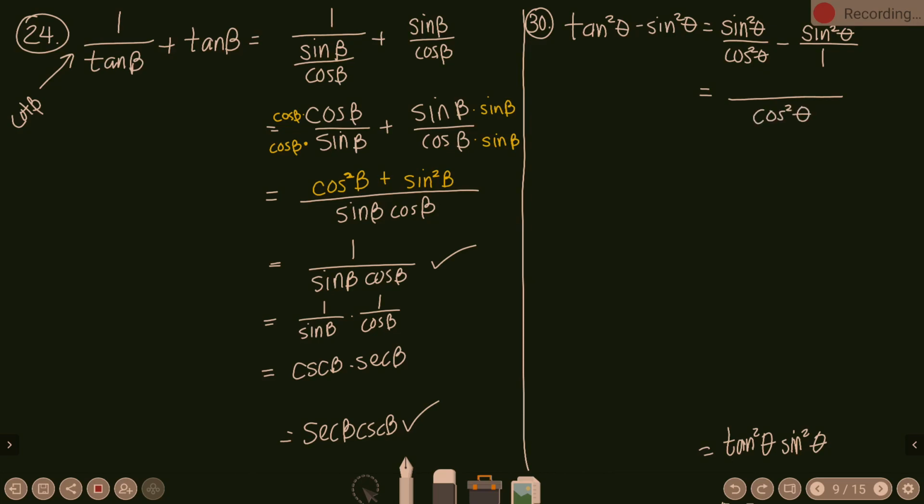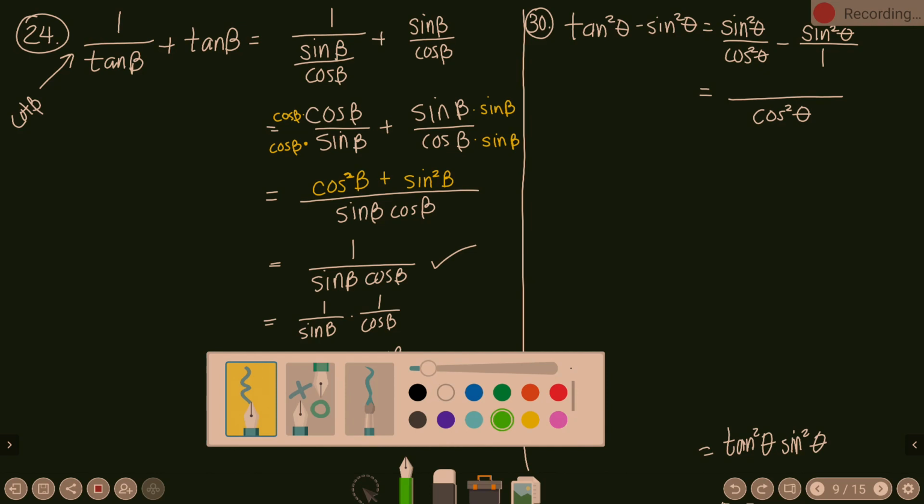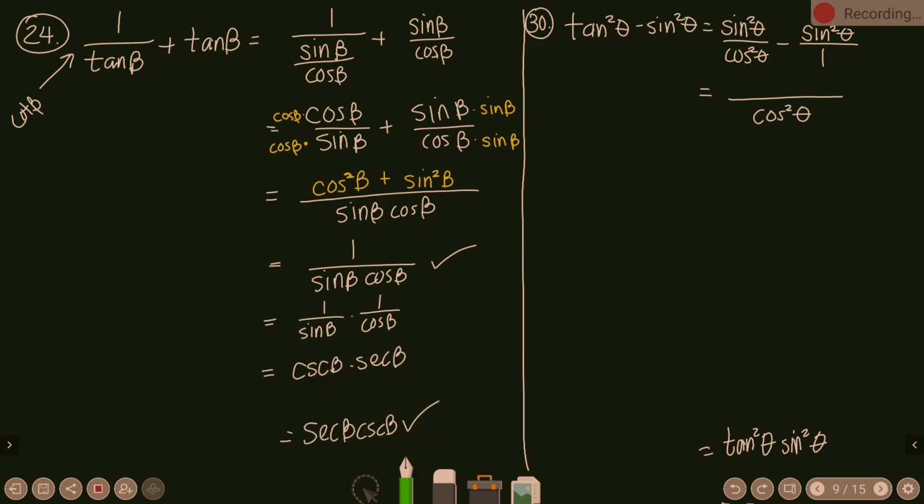So same thing I asked earlier. What's my first fraction missing? Oh, nothing, right? Just stay sine squared theta minus, what's my second fraction missing? It's missing the cosine squared theta, so we're going to multiply top and bottom by cosine squared theta. So sine squared theta times cosine squared theta is sine squared theta cosine squared theta.